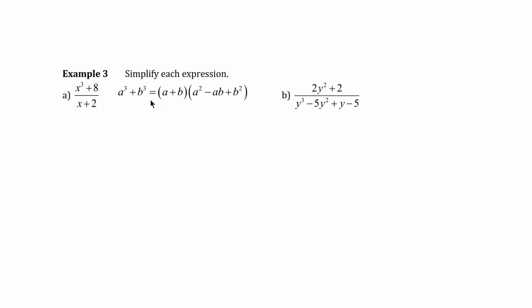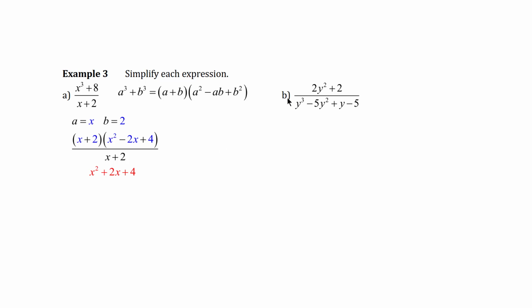Next, we need to figure out what our values for a and b are. The value for a will be the cube root of x cubed, which is x. The value for b is the cube root of 8, which is 2. Next, we substitute our values for a and b into the formula. We get parentheses x plus 2 times parentheses x squared minus 2x plus 4 divided by x plus 2. Next, we could cancel out the common factor of x plus 2 on the numerator and denominator. The final result is x squared plus 2x plus 4.